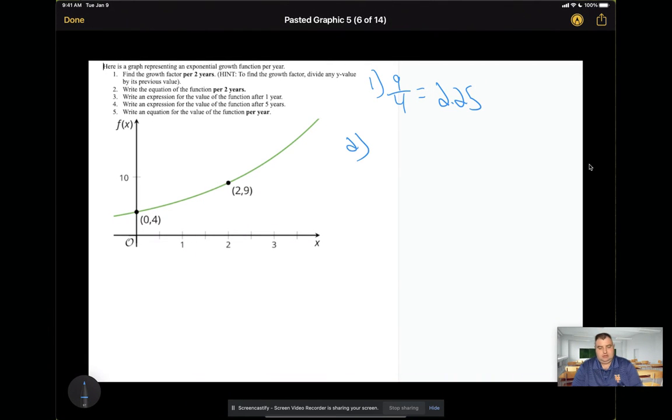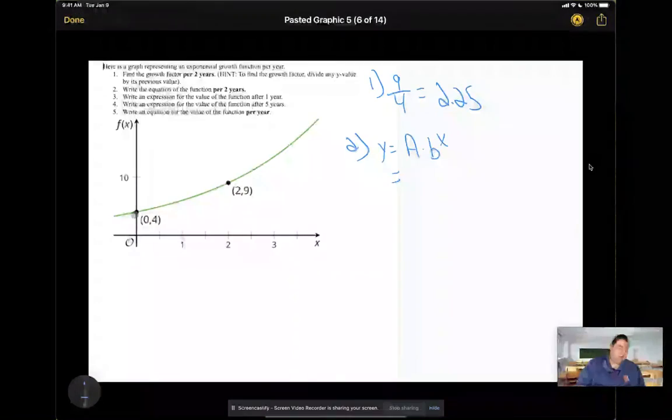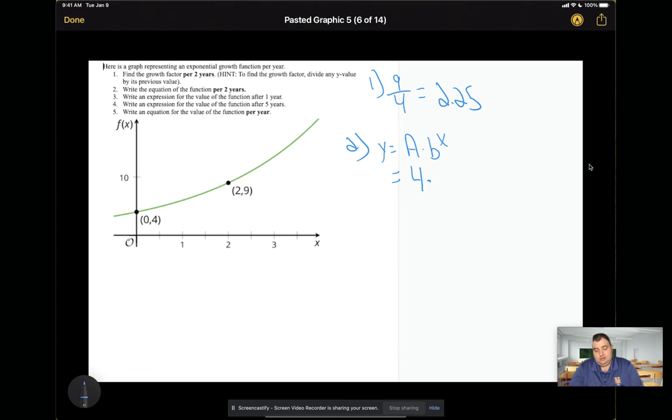Number 2, write the equation of the function per 2 years. So I'm going to use this formula again. What is my initial value? My initial value looks like it's 4. My growth factor, we said, was 2.25 to the power of x. So 4 times 2.25 to the power of x, but x in this case is the number of 2-year time periods.